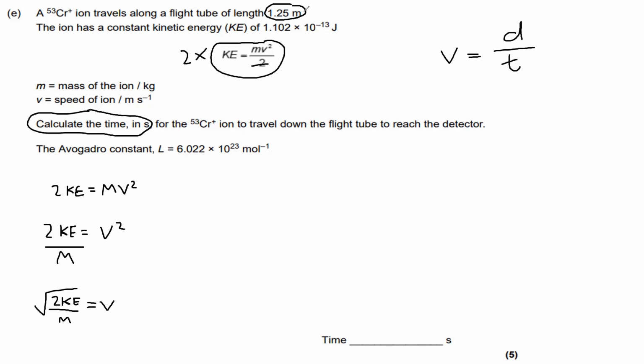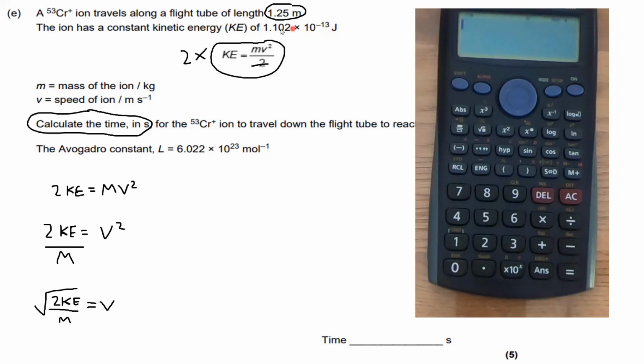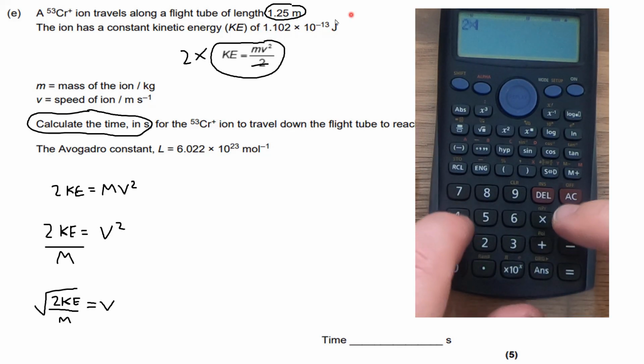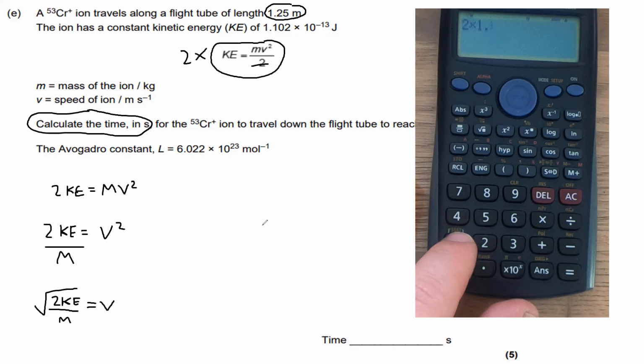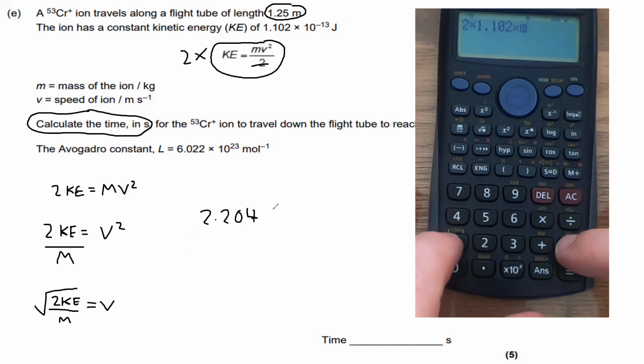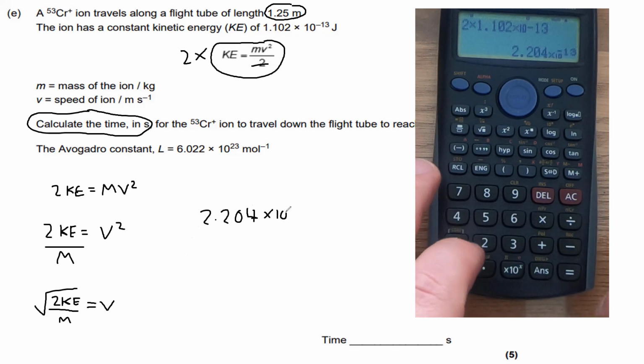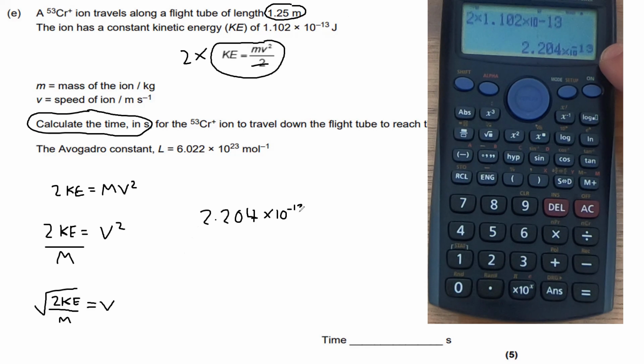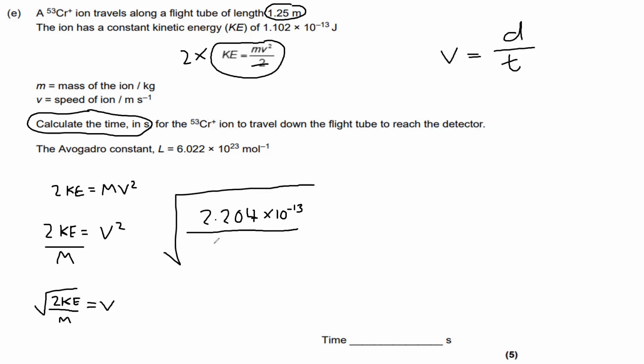So the next step, we are going to times the kinetic energy, which we have here in joules, by 2. And what you'll find when we do that is we get a number of 2.204 times 10 to the minus 13. Super. We need to divide this by the mass, and then we're going to square root it. So let's now go ahead and work out the mass.